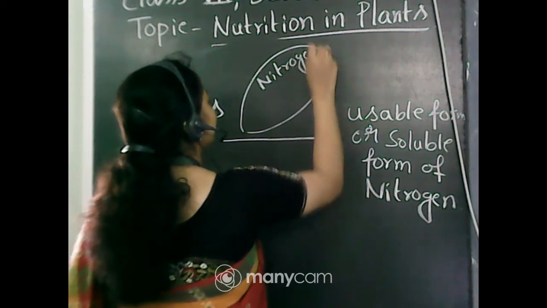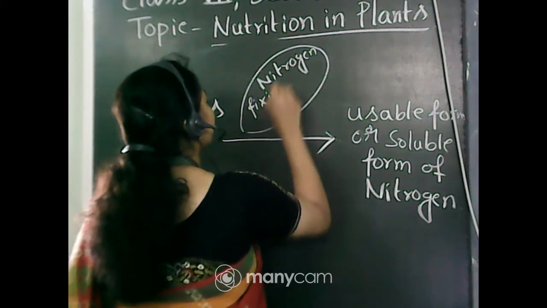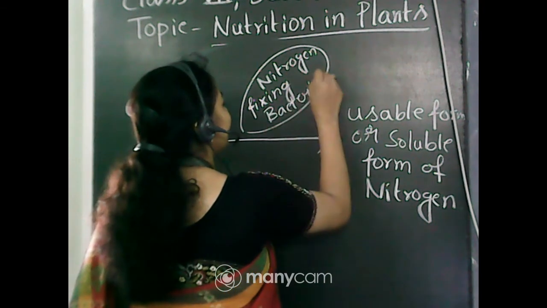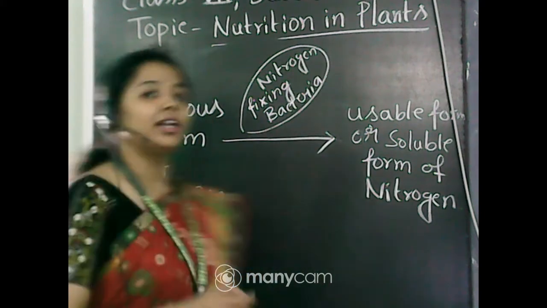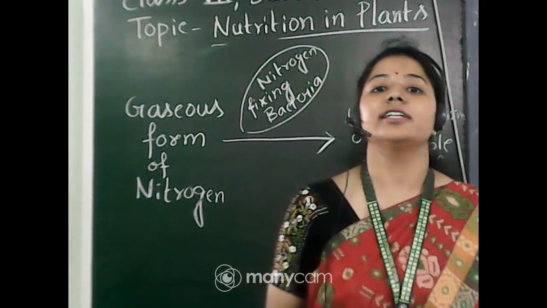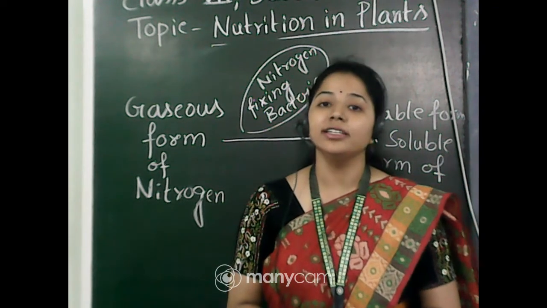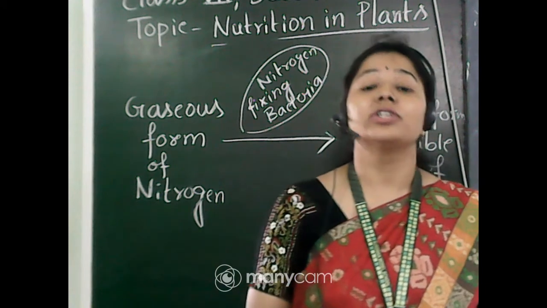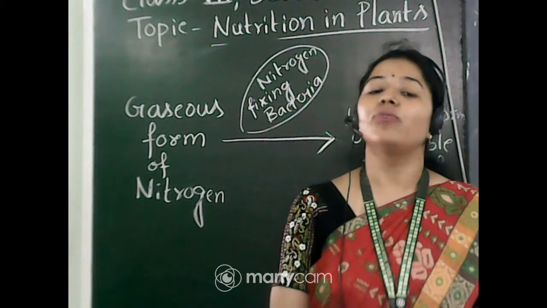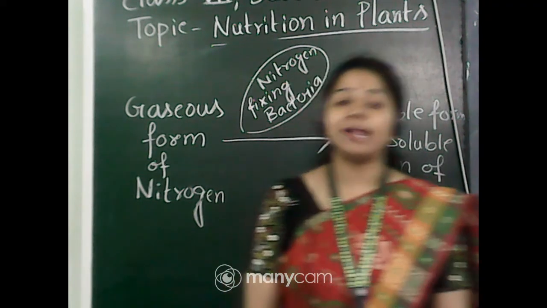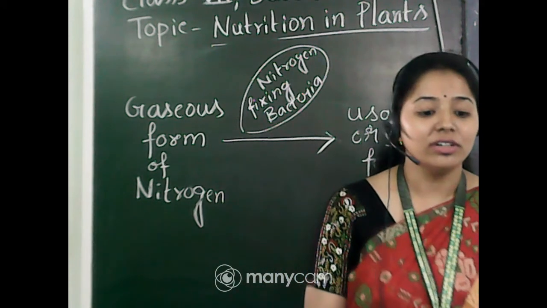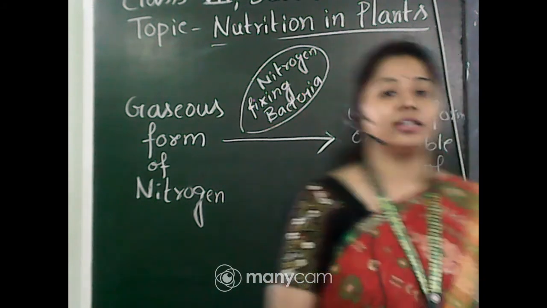So this is mainly done by nitrogen fixing bacteria. Now where can these bacteria be found? These bacteria, as you know, are microorganisms, they are single celled, and they can be found in the root nodules of some leguminous plants. Have you ever heard about leguminous plants? What are those? Leguminous plants means those plants like pulses and pea, you have heard, no? These are called leguminous plants.